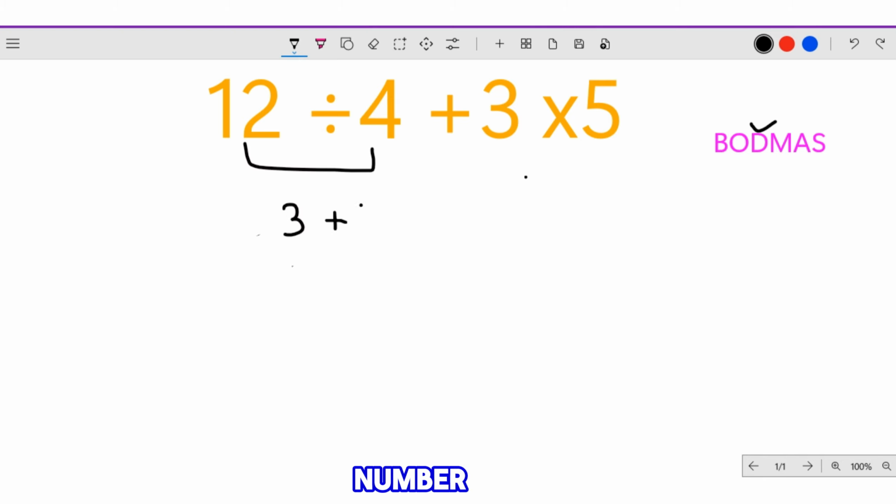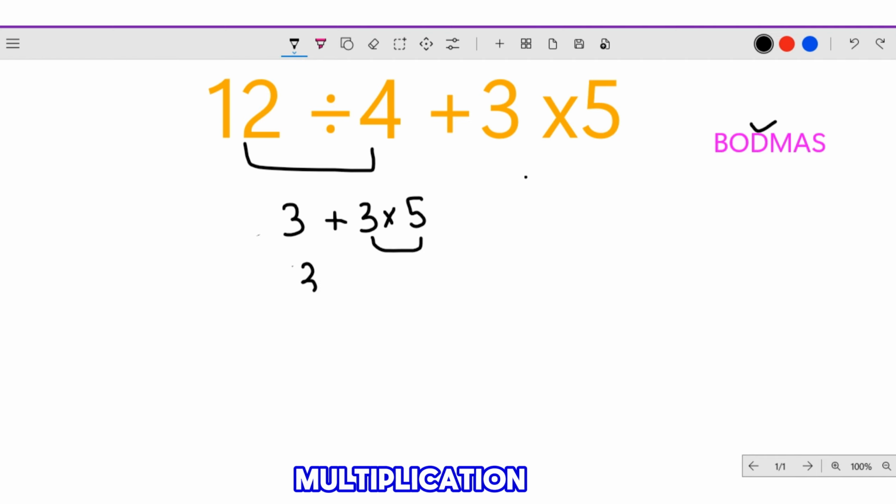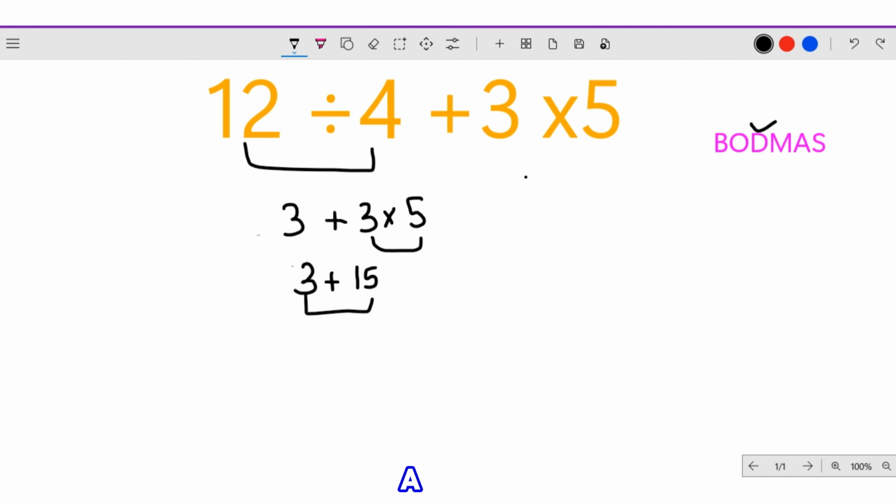So the rest of the numbers will be written the same, and then according to the BODMAS we have to solve multiplication after division. So 3 into 5 will be equal to 15. After that we have to perform addition. So 3 plus 15 equals 18. So the answer will be 18.